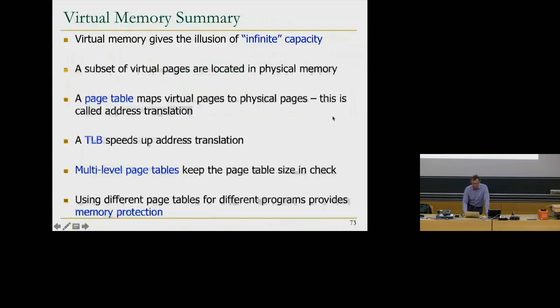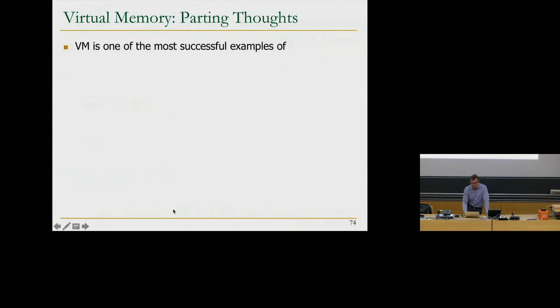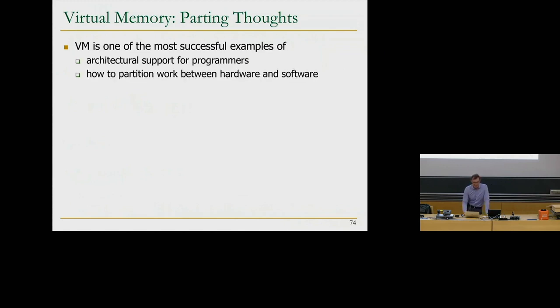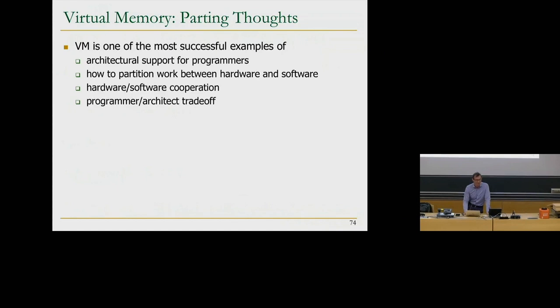Okay, so let me summarize. Basically, we've covered virtual memory. It gives you the illusion of infinite capacity. A subset of the virtual pages are located in physical memory, and a page table maps virtual pages to physical pages. A TLB speeds up the address translation, and multi-level page tables keep the page table size in check. And we can do virtual memory protection on top of this. This is one of the most successful examples of architectural support for programmers: how to partition work between hardware and software, hardware-software cooperation, and programmer-architect trade-off.